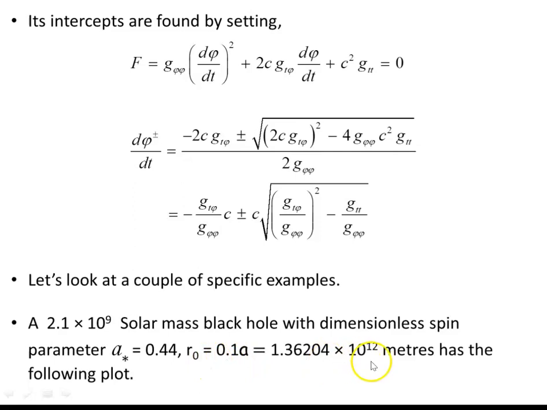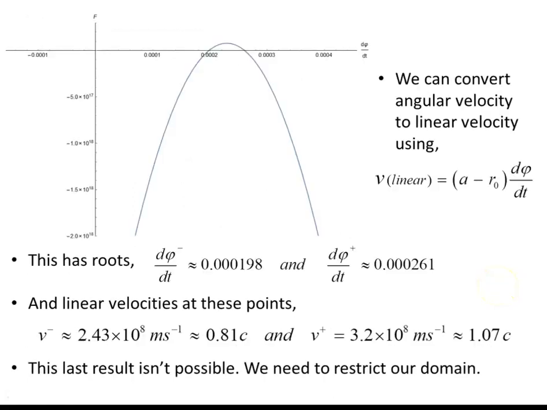Okay, so that many meters inside the... Now remember, this is minus r0. I'm just quoting you the r0 part. So we're inside the ring singularity, and we've gone in by this distance here, 1.36204 times 10 to the 12 meters. Okay, so that's our black hole, a 2.1 billion solar mass one.